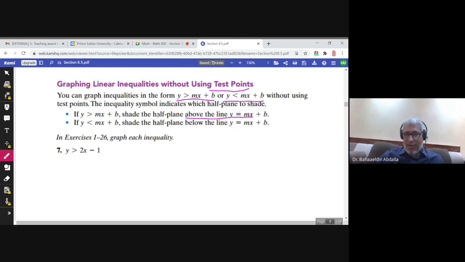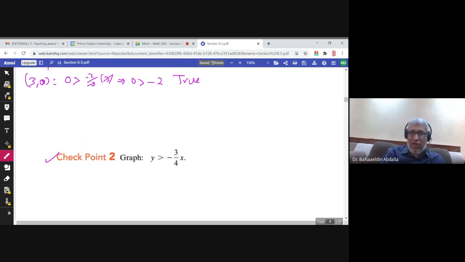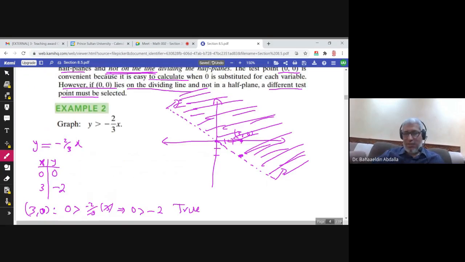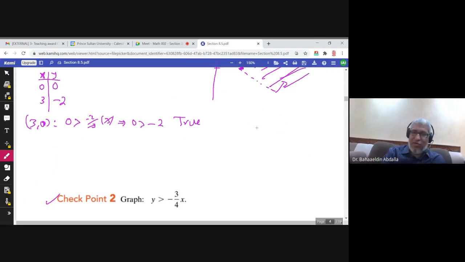The half plane above the line would be the solution of this inequality. If y is less than, shade the half plane below the line. So look here at this inequality. It is solved for y is greater than. So without choosing a test point, the graph, this is greater than, the graph is the half plane above the line. So that's the graph immediately without choosing a test point.